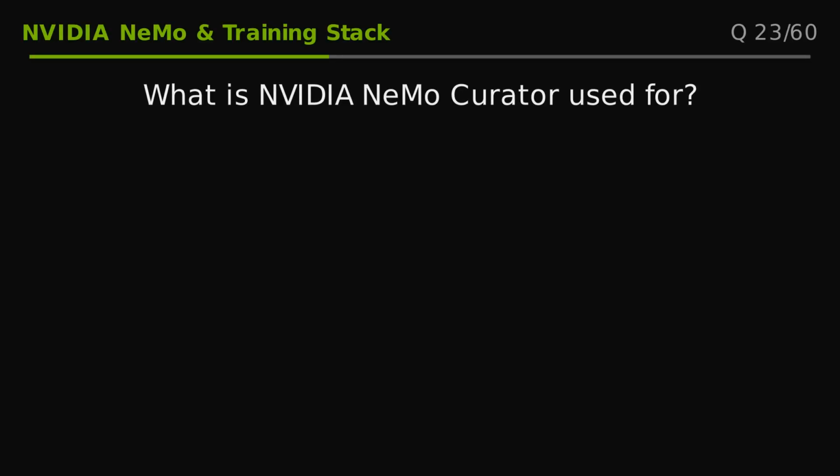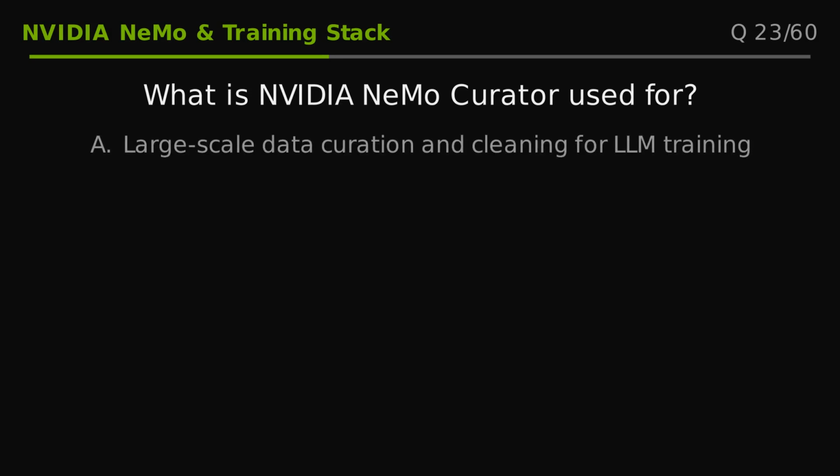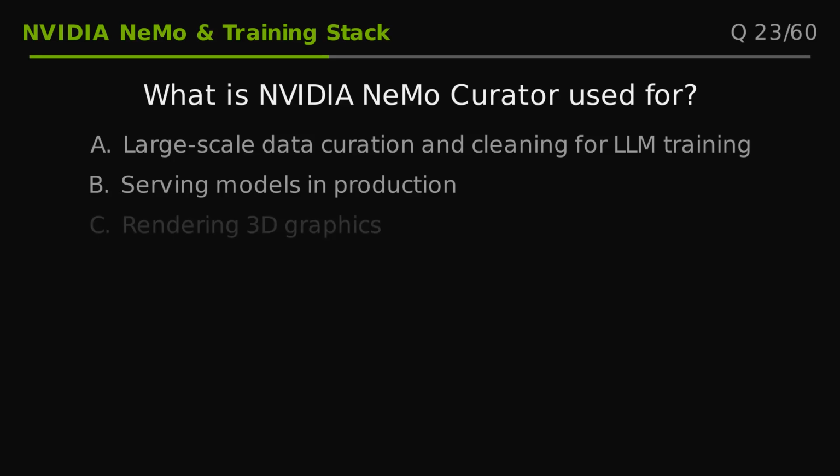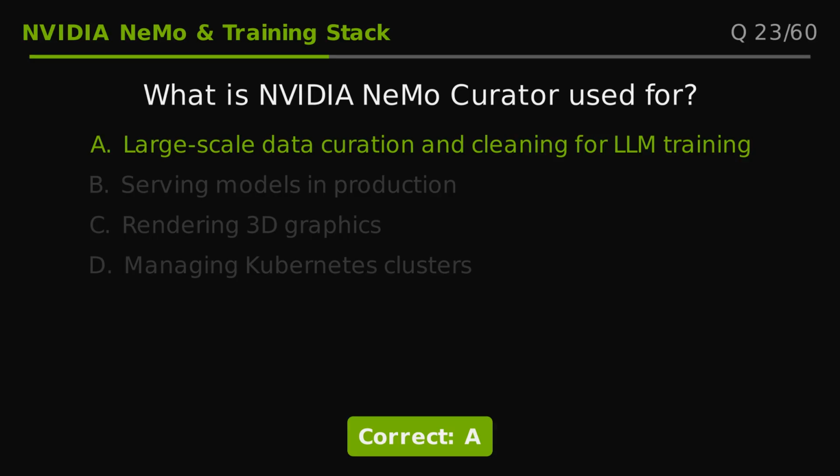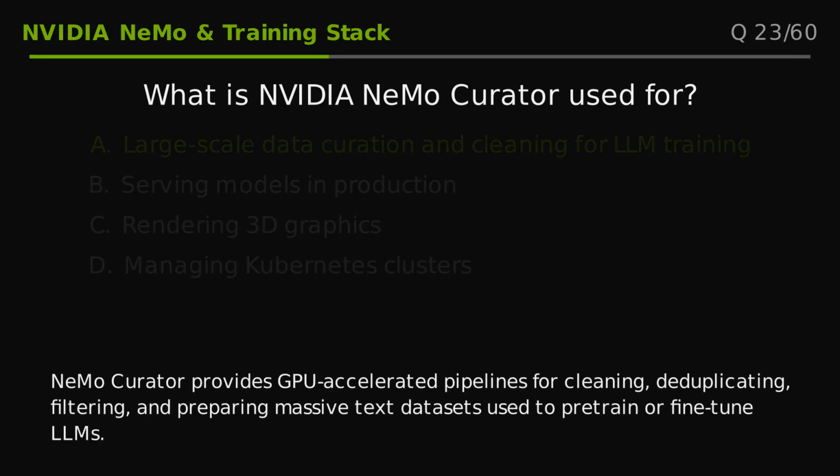Question 23. What is NeMo Curator used for? Option A. Large-scale data curation and cleaning for LLM training. Option B. Serving models in production. Option C. Rendering 3D graphics. Option D. Managing Kubernetes clusters. The correct answer is A. NeMo Curator provides accelerated pipelines for cleaning, deduplicating, filtering, and preparing massive text datasets used to pre-train or fine-tune the LLMs.